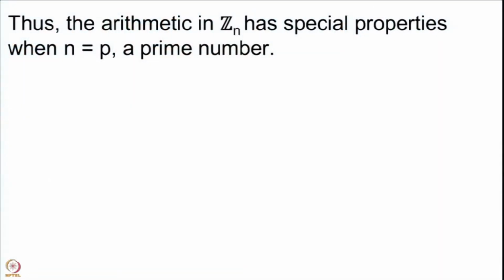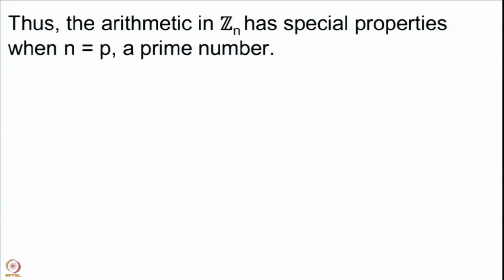So, this tells us that there is something very special which happens when n is a prime number. The arithmetic in Z_p has some special properties compared to the arithmetic in a general Z_n. So, what does it mean? Let us go through these things once again.